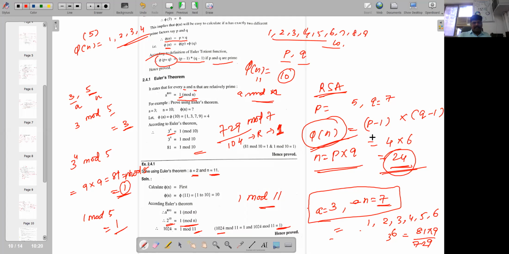Yes, correct answer. So by the way, if you are getting any two numbers a as well as n that are relatively prime, then depending upon the phi of n value, we can find the modulus value in the shortest way instead of doing multiple multiplications. We can quickly find the modulus value if the two given numbers are relatively prime numbers.